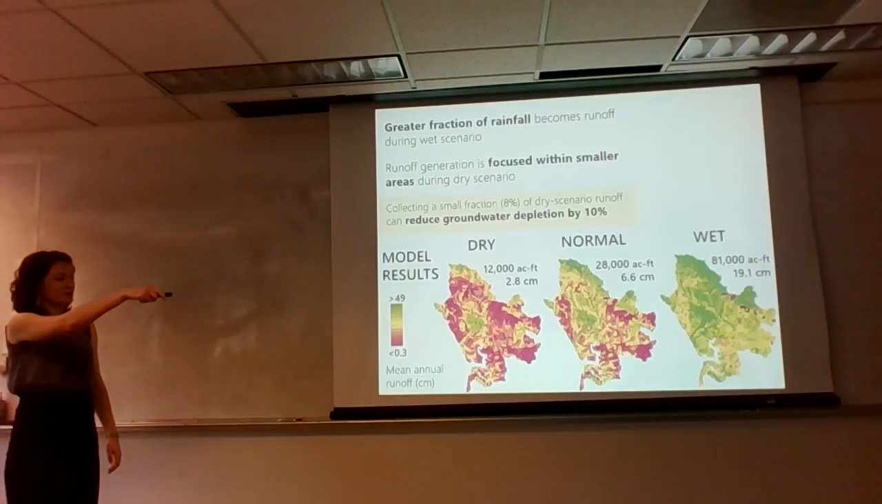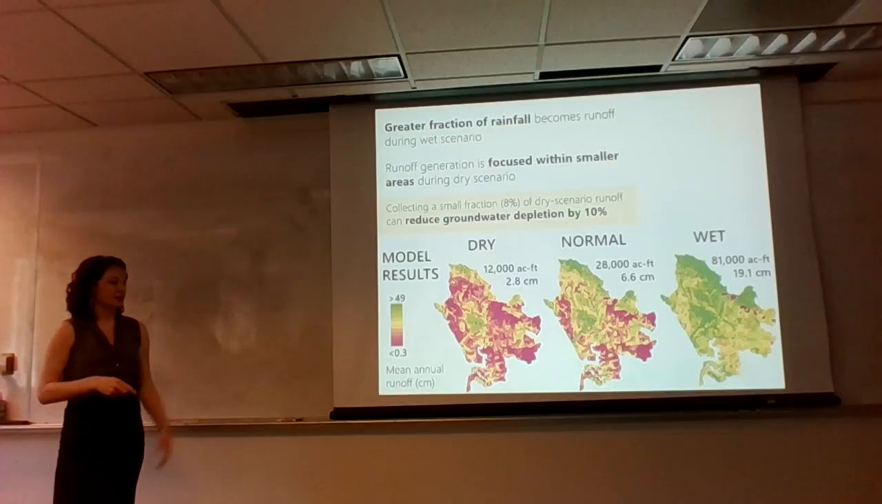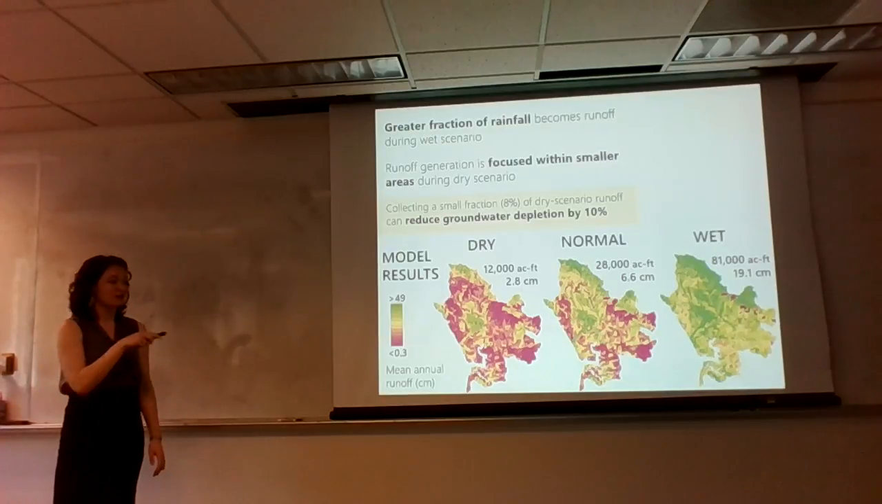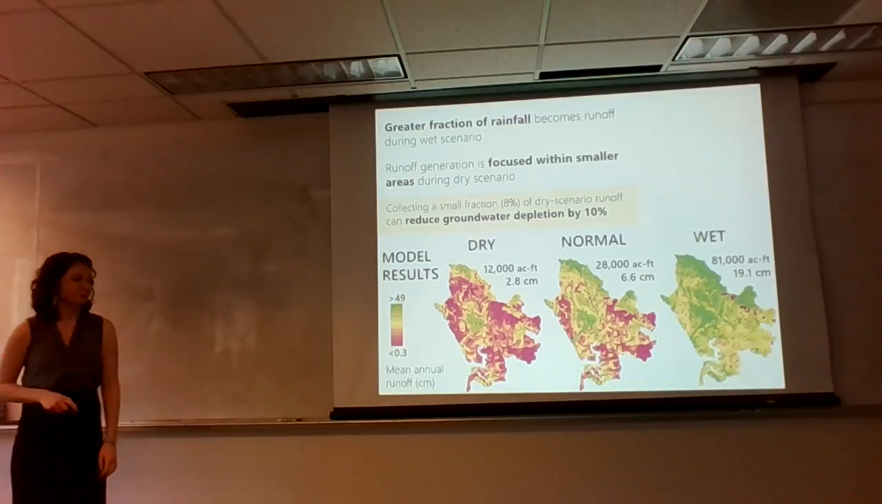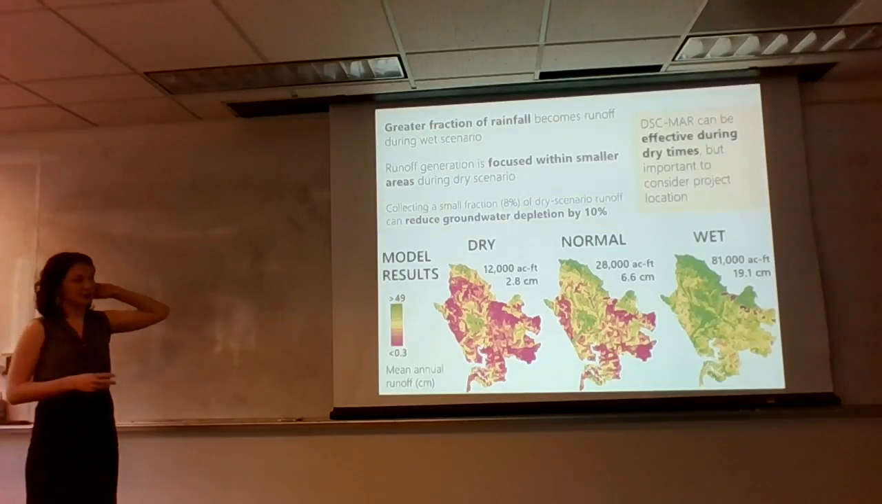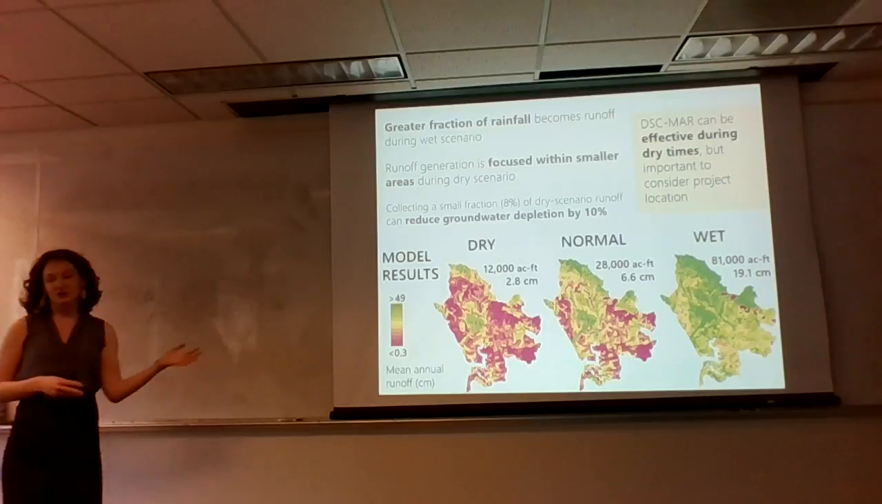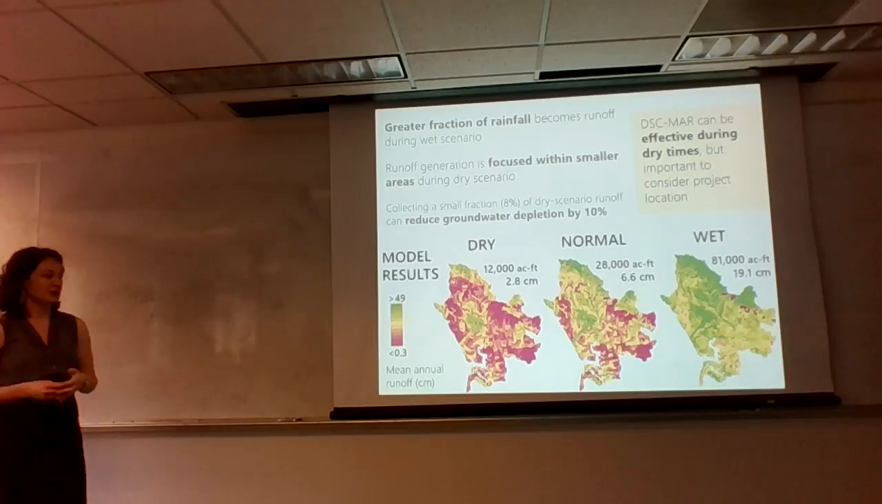And now I've added up here the total volume of runoff produced during each climate scenario throughout the entire basin. I found that collecting only a small fraction of all the runoff generated in the basin during the dry scenario can make a substantial impact on reducing groundwater depletion at about the 10% level. So overall, these results demonstrate that distributed stormwater collection can be effective even during dry times. At least in theory, there's enough runoff available to support these projects.